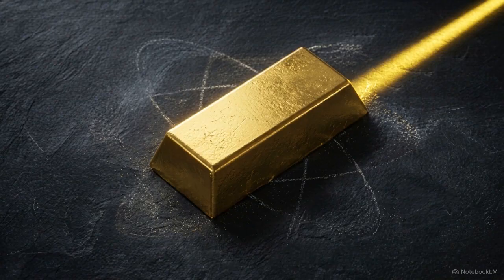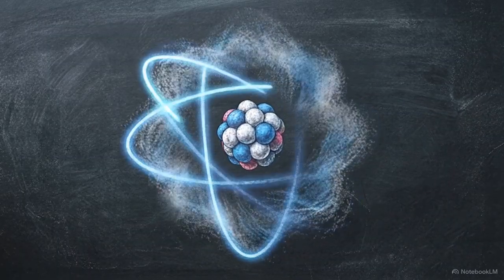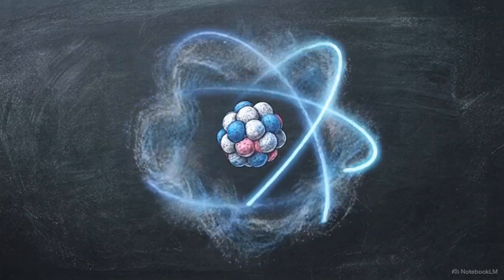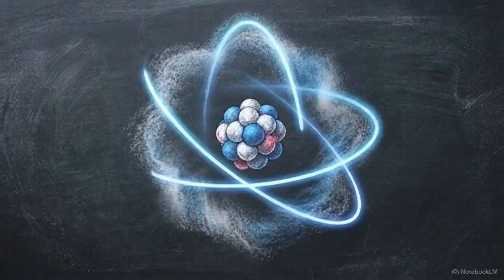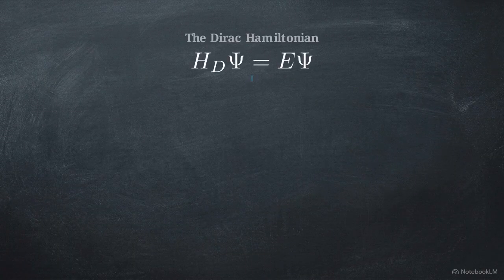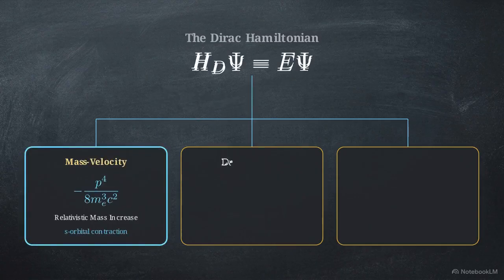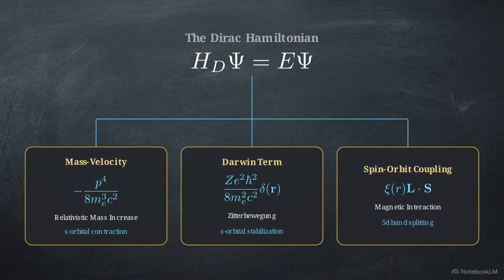In 1928, Paul Dirac successfully merged Einstein's special relativity with quantum mechanics, formulating an equation that accurately described electron behavior under extreme conditions. This animated diagram breaks the Dirac equation down into three distinct relativistic variables. We have the mass-velocity term, the Darwin term, and spin-orbit coupling.